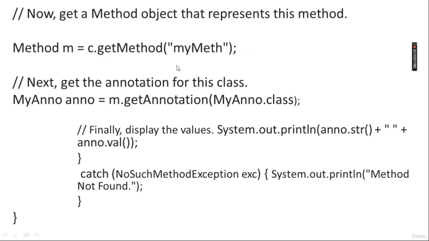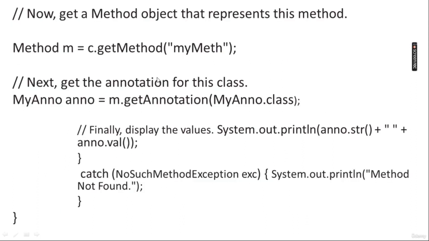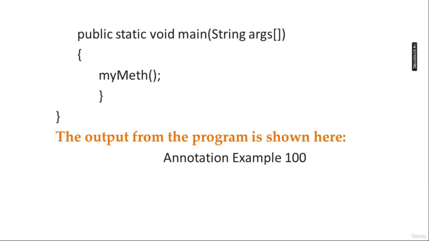try catch. Now get a method object that represents the method. This object I have got is C, so C.getMethod. Which method do I want to get? This method, myMethod. Public static void myMethod. Now next, get the annotation for this method. m.getAnnotation(MyAnnotation.class), and this will be returned as the annotation and stored in the MyAnnotation object. Finally, display all the values: annotation.string, annotation.value. And then "method not found" if this method is not present in that particular class.